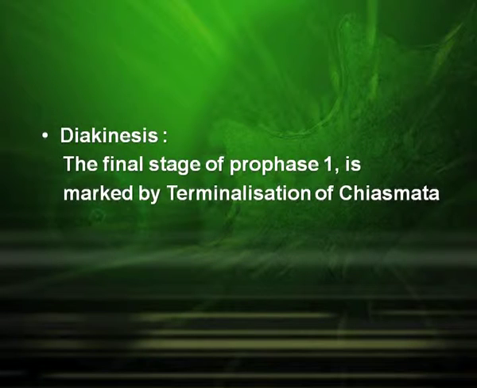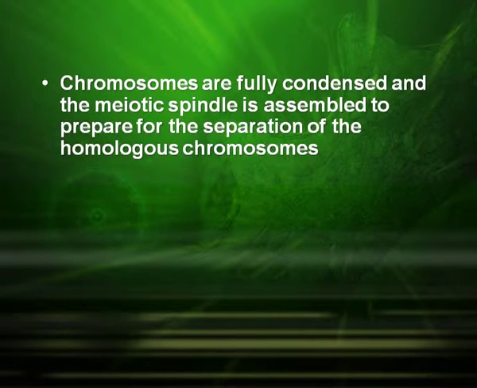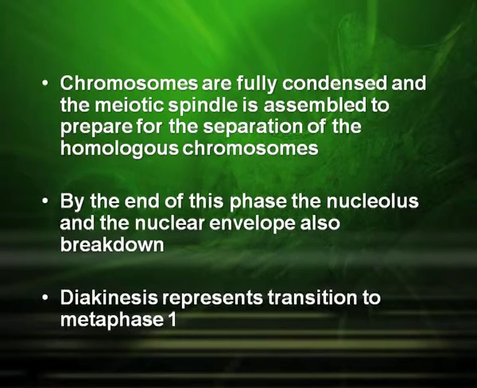Diakinesis is the final stage of prophase I. It is marked by terminalization of chiasmata. Chromosomes are fully condensed and the meiotic spindle is assembled to prepare for the separation of the homologous chromosomes. By the end of this phase, the nucleolus and the nuclear envelope also break down. Diakinesis in fact represents transition to metaphase.